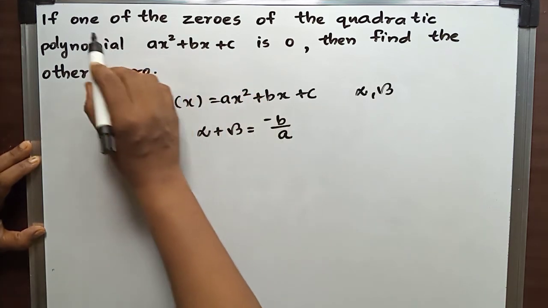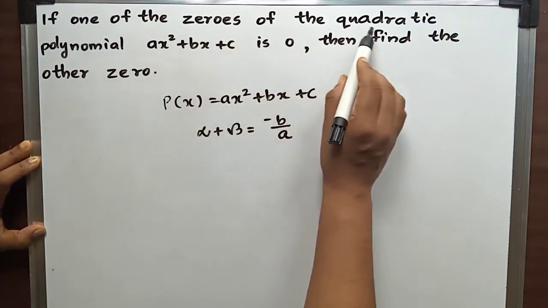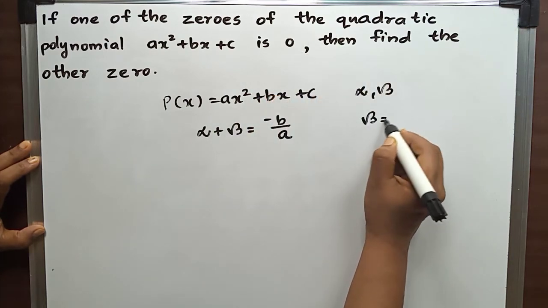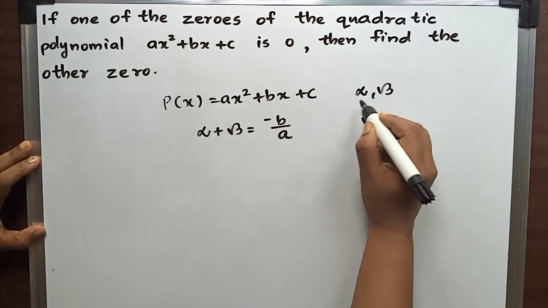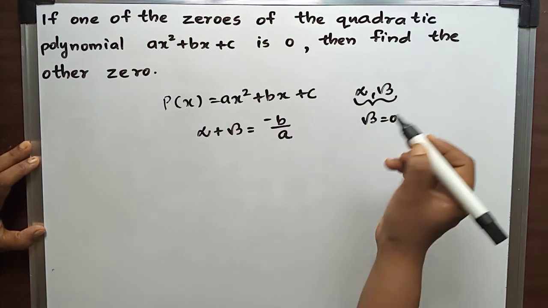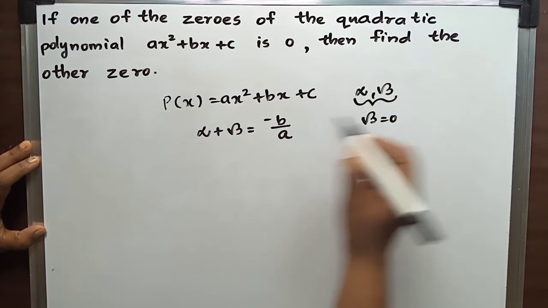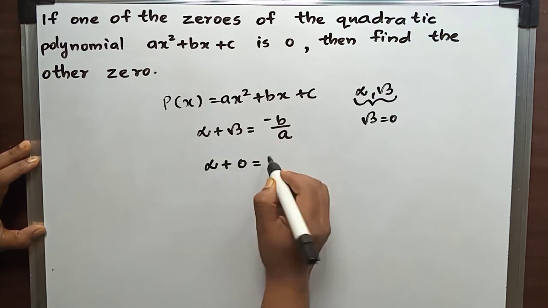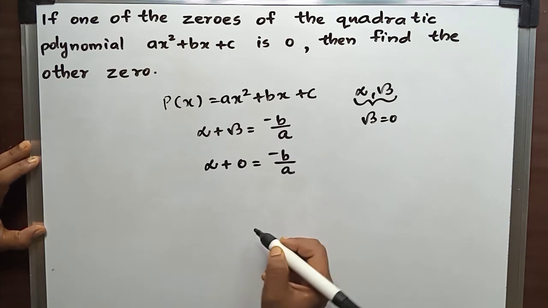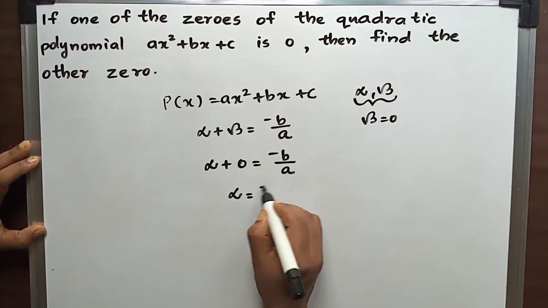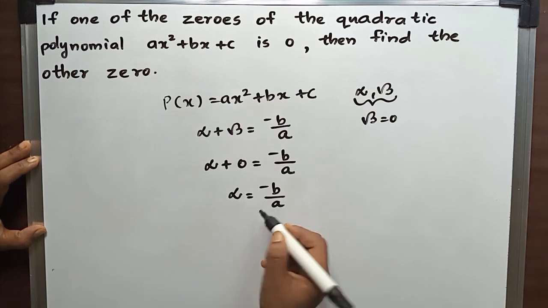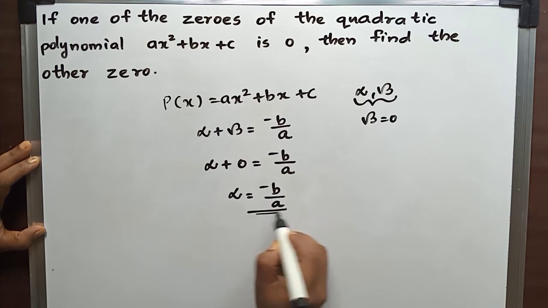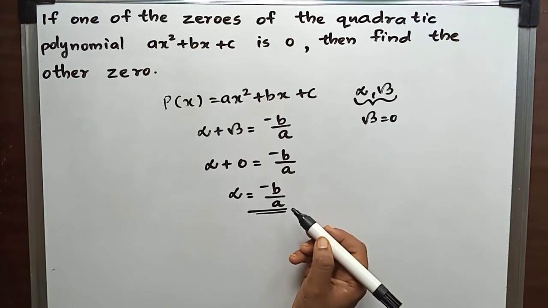And in this question it is given that one of the zeros of the quadratic polynomial is 0. So I am taking beta as 0. Okay, one among these is 0. Beta is taken as 0. Then what will happen to this equation? Alpha plus 0 is equal to minus b by a. That means alpha is equal to minus b by a. So that is what is asked in the question. Then find the other 0. Other 0 is minus b by a.